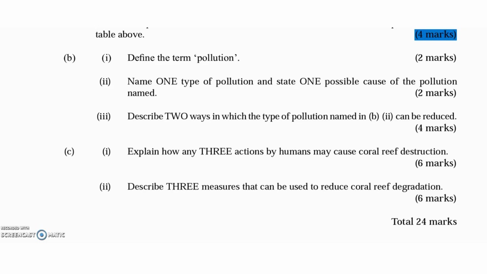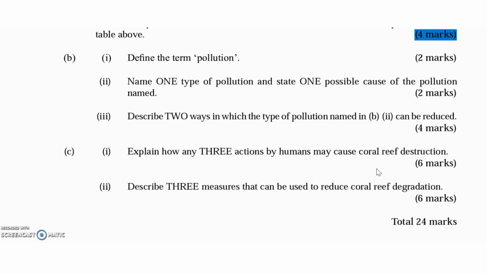Anyway, so let's move on quickly. Part C: explain how any three actions by humans can cause coral reef destruction. Now, this is somewhat of a repeat as well, I believe, from a previous past paper, if not 2011, but let's go through it quickly. Three actions by humans that can cause coral reef degradation, destruction.